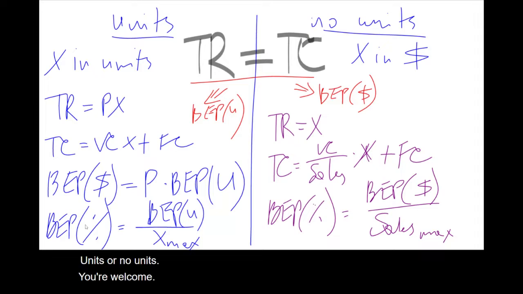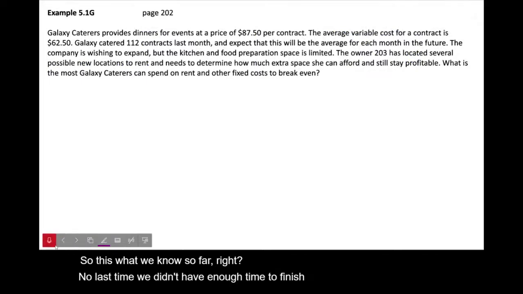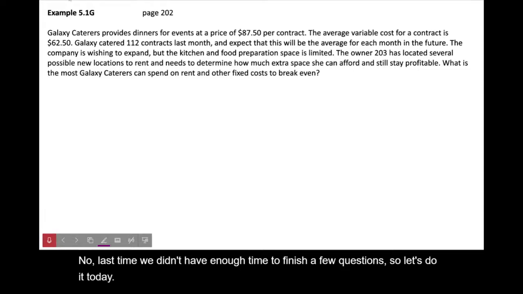More questions, people? Okay, so this is what we know so far, right? Now, last time we didn't have enough time to finish a few questions, so let's do it today. Let's read a fairy tale story.